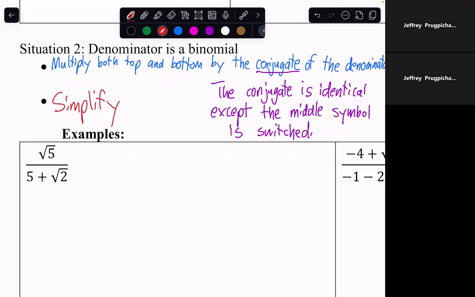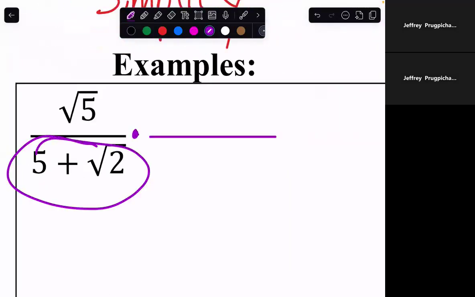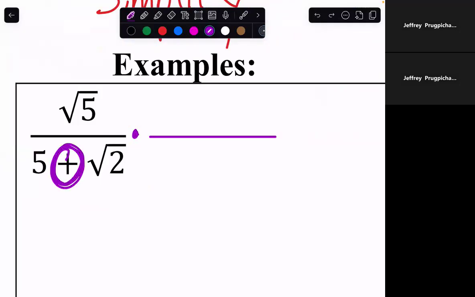Let's look at this example together. Square root of 5 over the quantity 5 plus the square root of 2. For this problem, we don't need to think ahead to the goal. We know right away what to multiply by. It's not the denominator, it's the denominator with the middle symbol switched. So you keep the 5, you keep the radical 2, but instead of a plus sign between them, you do a minus sign.